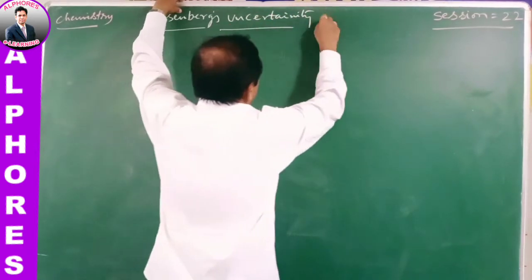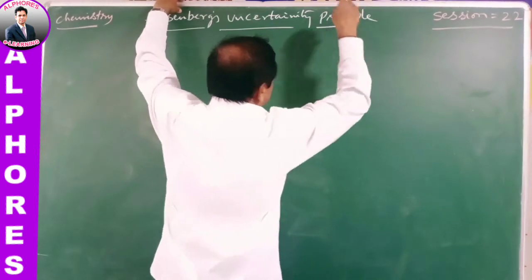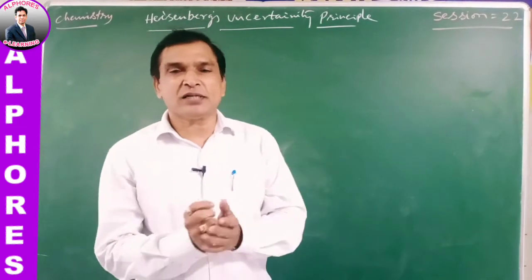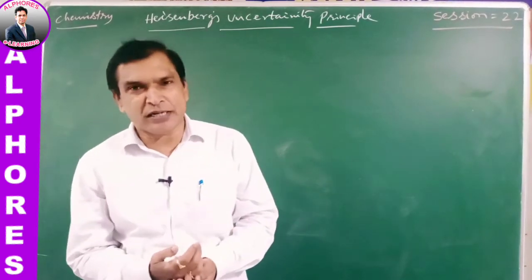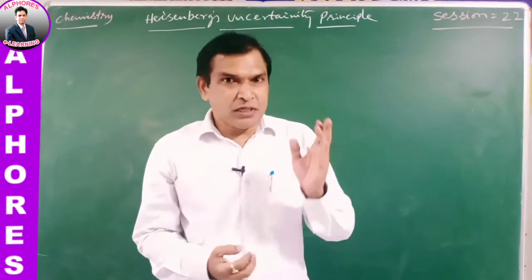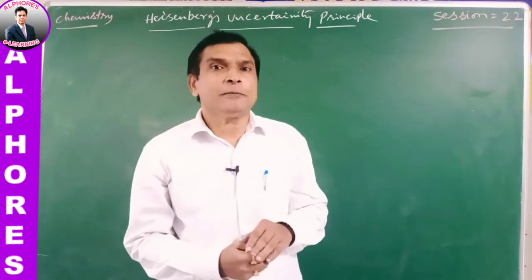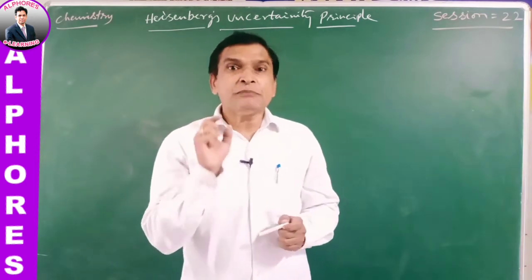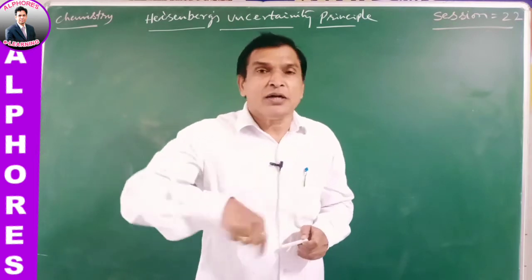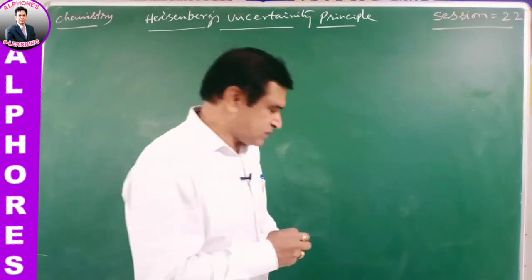Heisenberg's uncertainty principle. According to the statement of Heisenberg's uncertainty principle, it is impossible to determine simultaneously and accurately the change in position and change in velocity of the electron revolving around the nucleus in three-dimensional space.